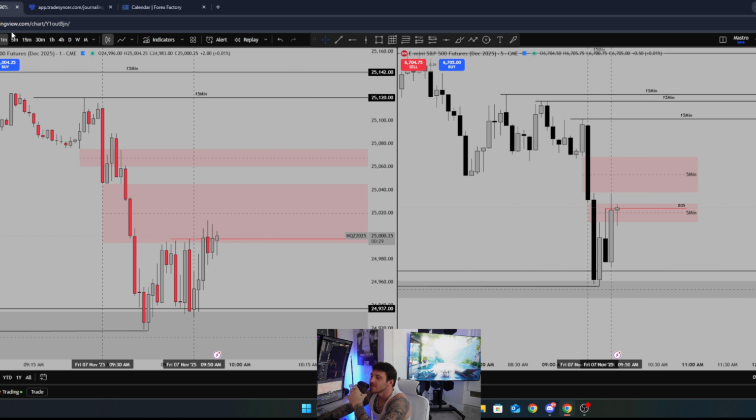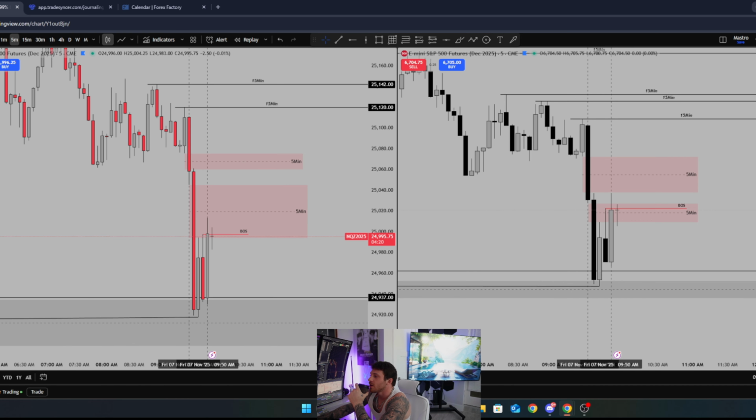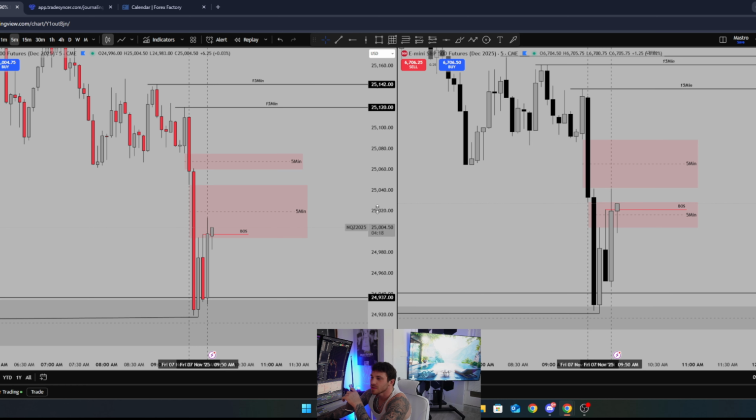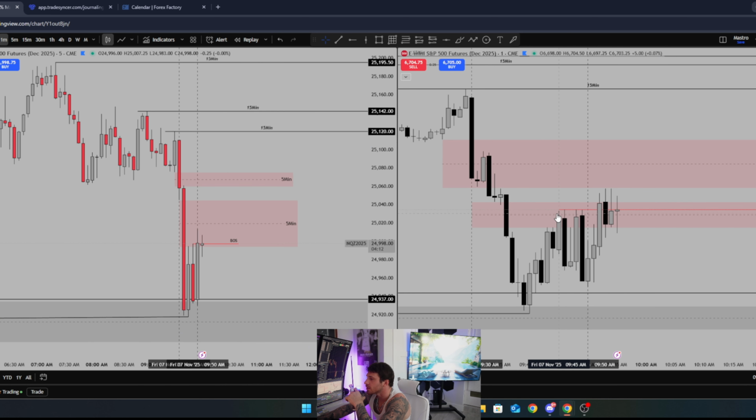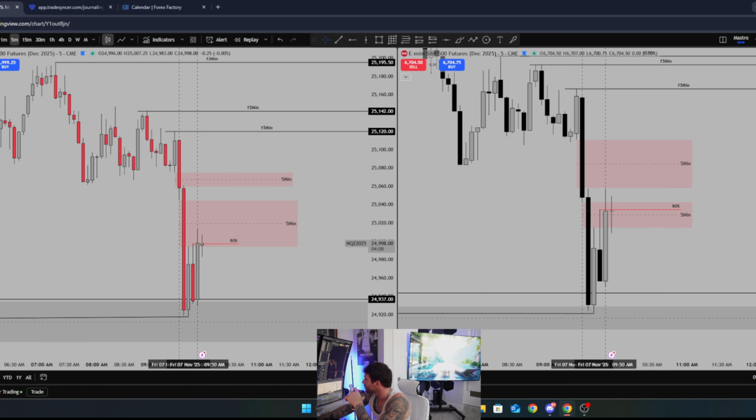I don't really like that. Got no 1 minute fair value gaps below. I want to see a 5-minute inverse at least first too, so. But those equal highs did get smacked, right? Yep, they did. Let's see what we get.